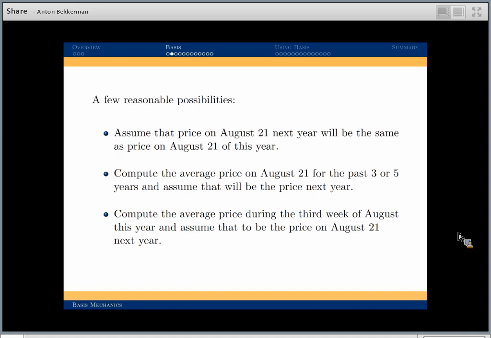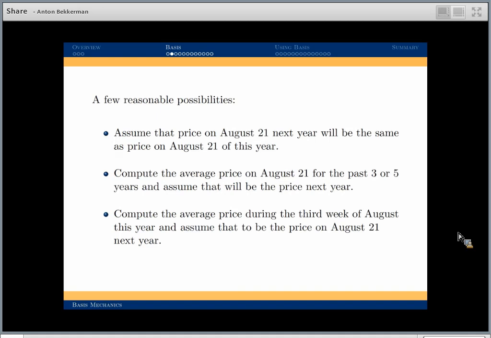To say that nothing will happen in a year is nonsense, right? So things are going to change. Okay, the second possible approach would be maybe to compute the average price around August 21st for the past 3 to 5 years, right? So you're bringing in a little bit more information than the first bullet point, where you just used last year's price to predict next year's price. Let's take an average, right?